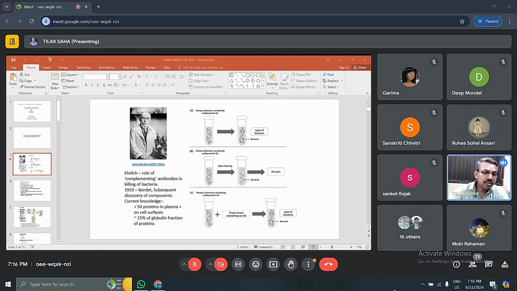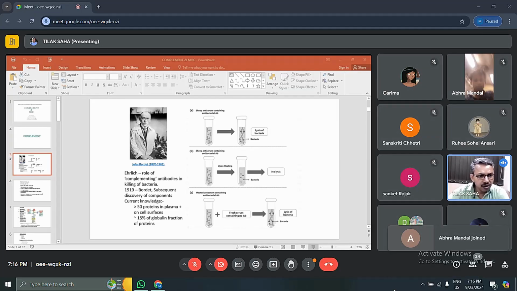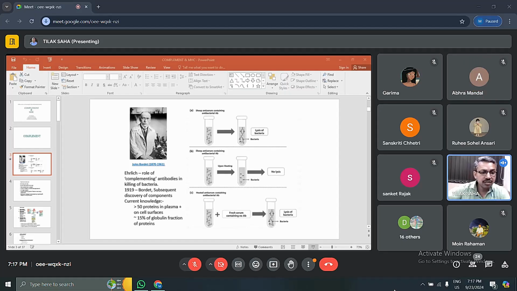So what were these factors? Later on, these factors were established by several other scientists, including Bordet, to be proteins, and they were thermolabile proteins. What does thermolabile mean? It means that even heating up to around 50 or 60 degrees centigrade, these proteins lose their general structure, and obviously if they lose their general structure, they also lose their activity. So these are thermolabile proteins.